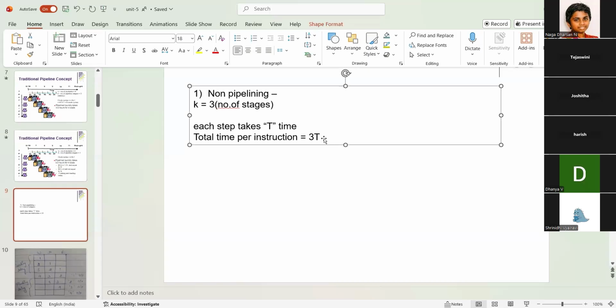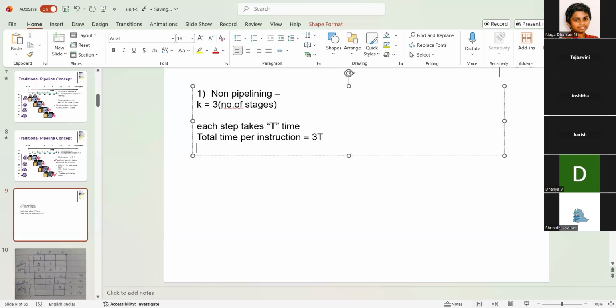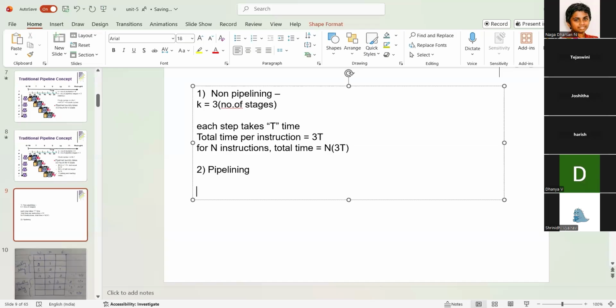So for n instructions, what will be the total time? It will be n into 3t, right? That will be the total time taken. Now let's consider the pipelining case. Here, again, our k is still 3, and each stage takes t time.